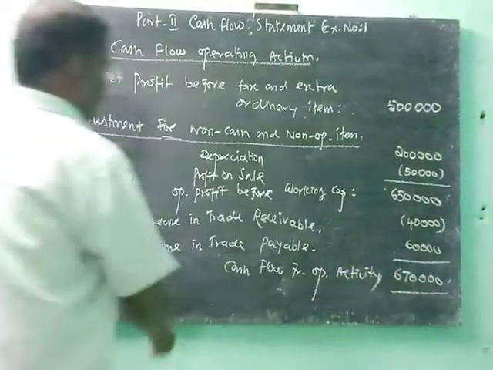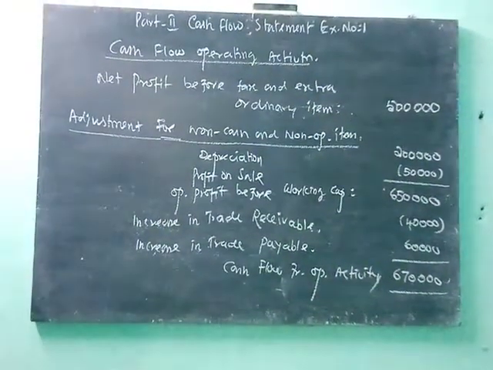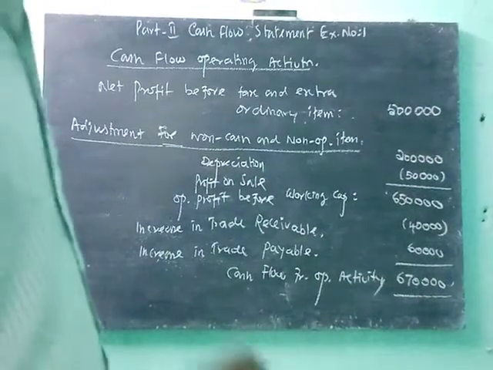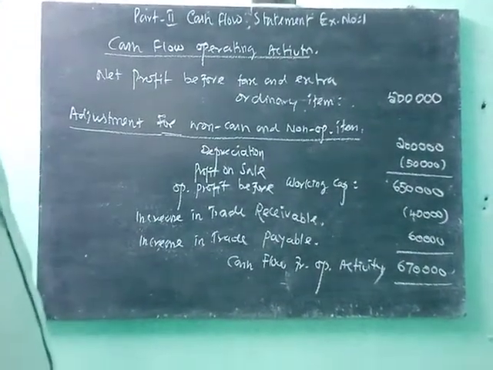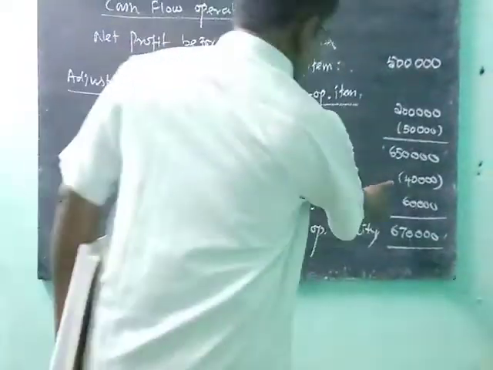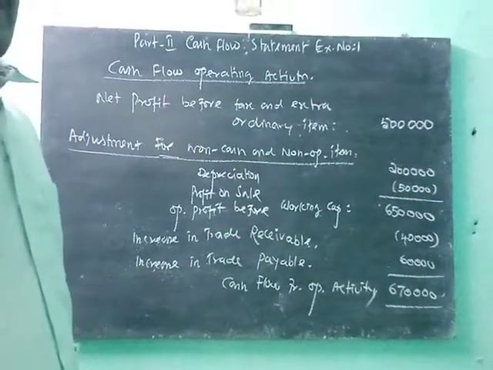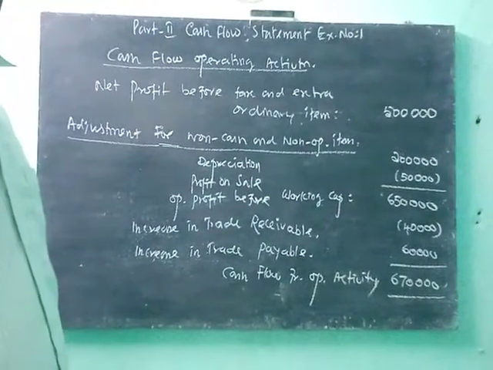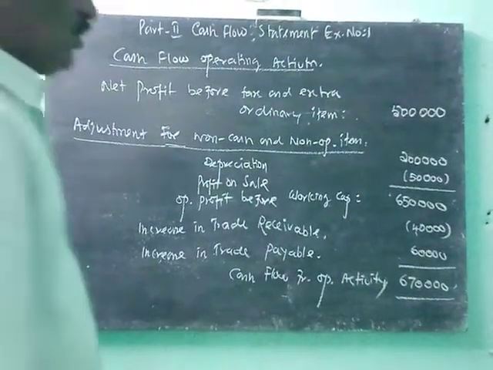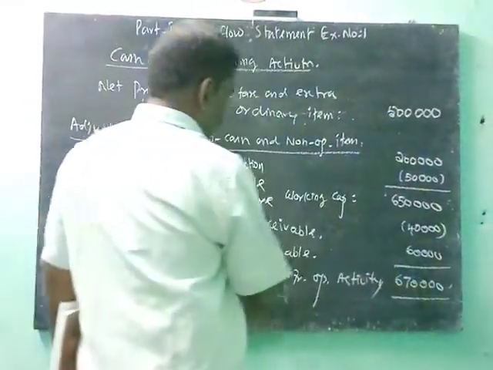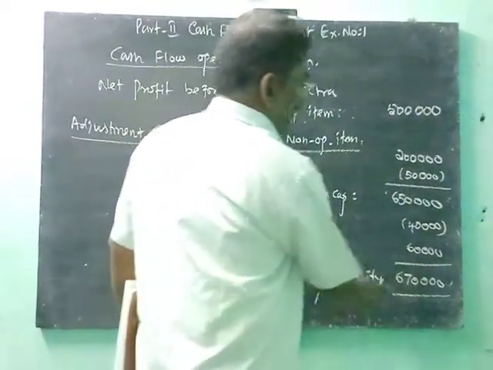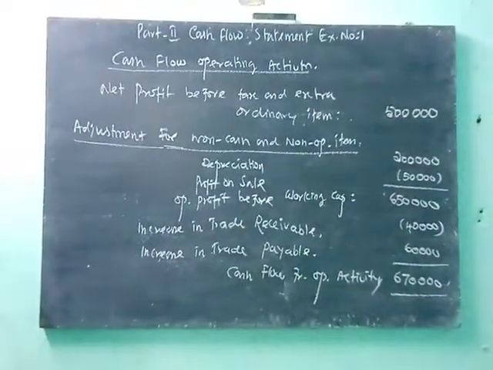In this problem, increase in trade receivable means current assets increased, so cash outflow, you subtract it. Increase in trade payable, you borrow from others, that is cash inflow, so you add it. So cash flow from operating activity is 6,70,000 only.